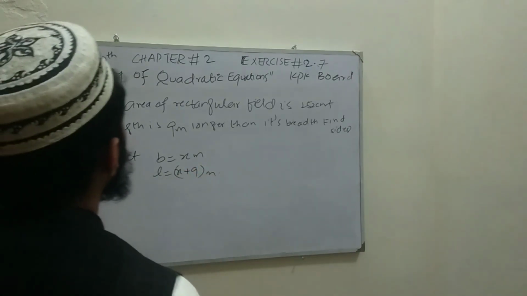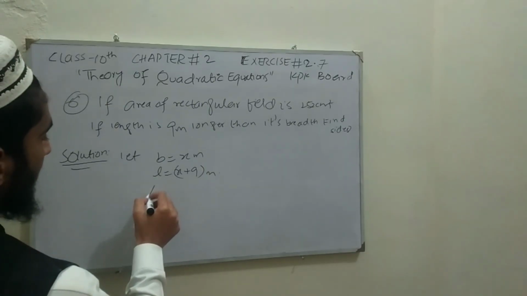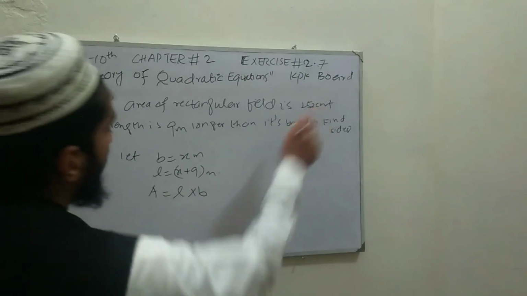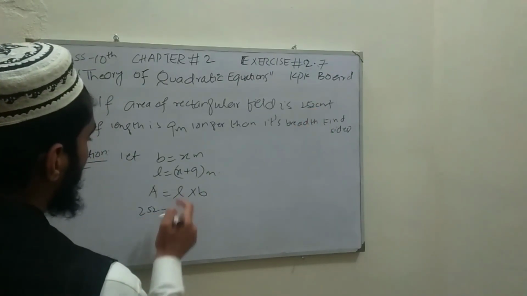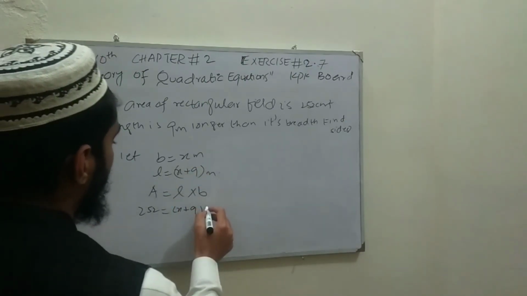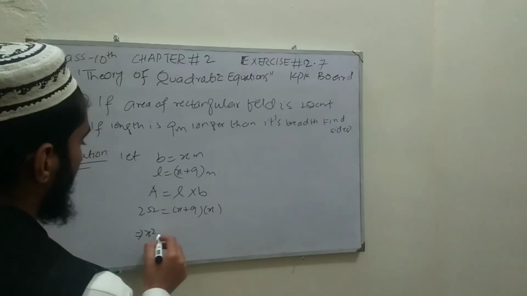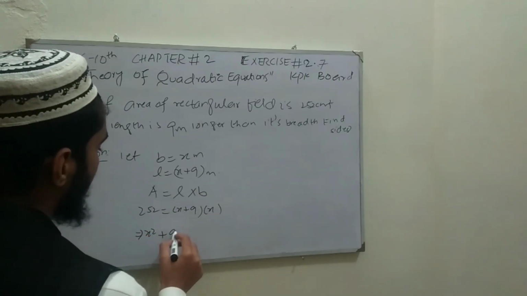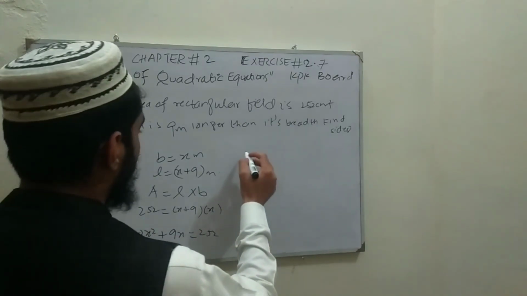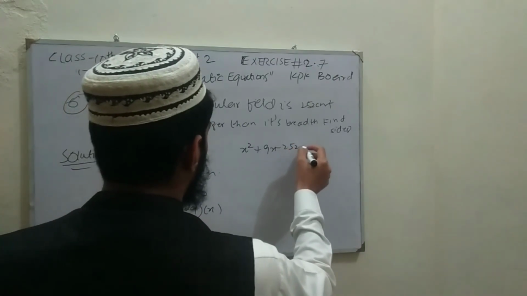We also know that the area of the rectangular field is 252 centimeter square, and the area of a rectangle is equal to length multiplied by breadth. So 252 is equal to the length x plus 9 multiplied by the breadth x. Multiplying x with x gives us x square, and multiplying 9 with x gives us 9x, equal to 252. Shifting 252 to the left hand side, it becomes x square plus 9x minus 252 is equal to 0.